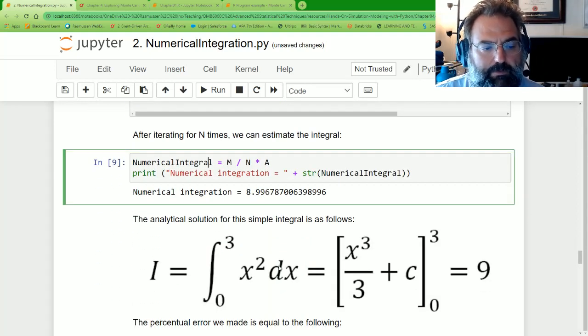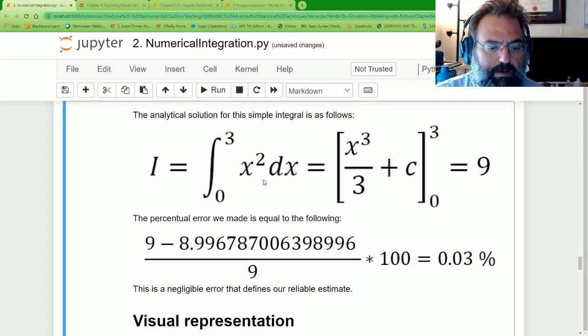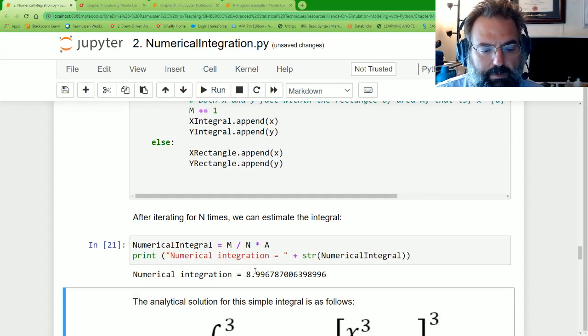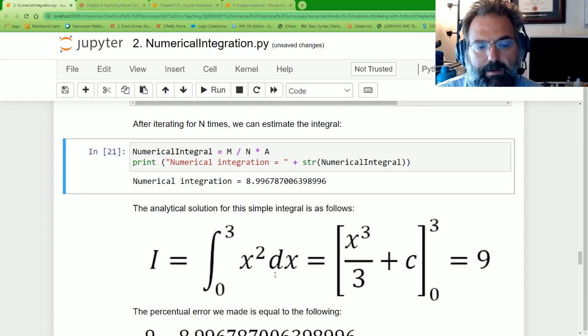Now to do the actual numeric integration, it's as simple as m divided by n times A, and it'll come out to be 8.996787. And the real answer is 9 if you actually do the integration. It's going to be x cubed divided by 3, so in the case of 3, 3 cubed is 27, divided by 3 is 9.